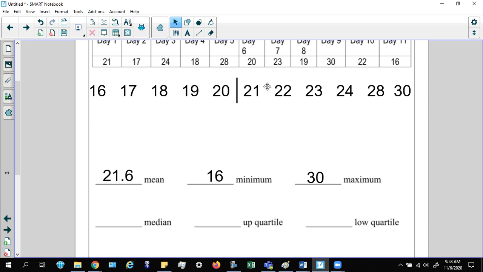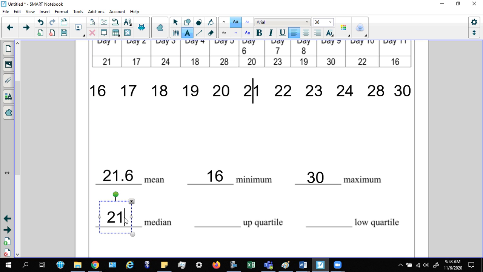Let's see, 21, 1, 2, 3, 4, 5, 6, 1, 2, 3, 4, 5, 6. Oh, my bad. That's the middle number, 21. There it is, right on the 21. So the median would be 21. All right.